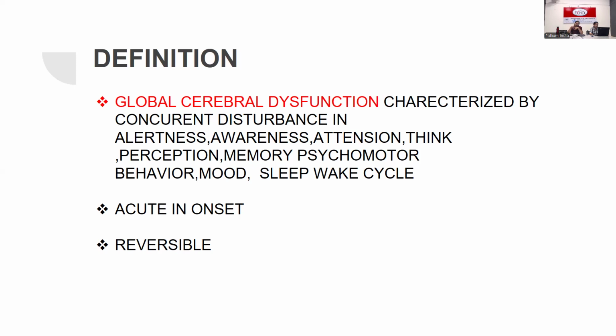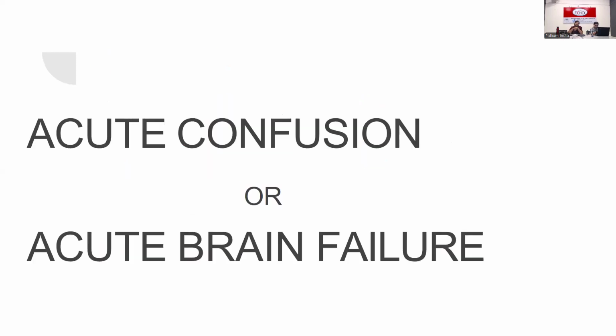You also have to know that delirium is acute in onset. It happens very suddenly, and it will be reversible. That is very important. Delirium is a reversible process. Next slide. In short, it is a state of acute confusion, happening due to an acute brain failure due to different causes.